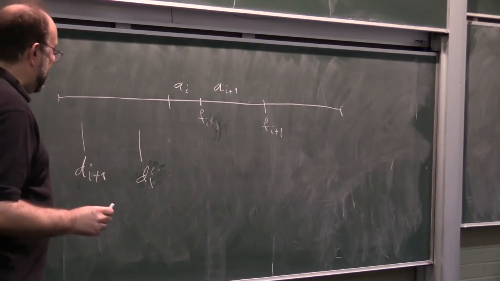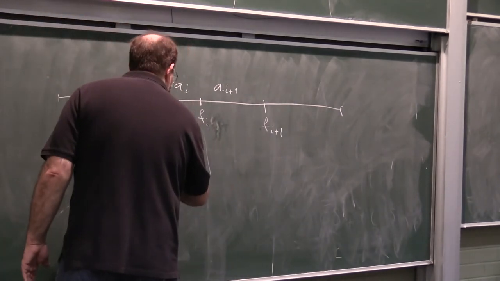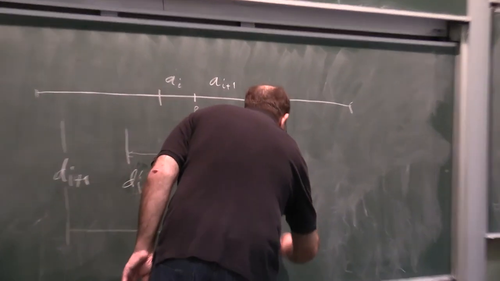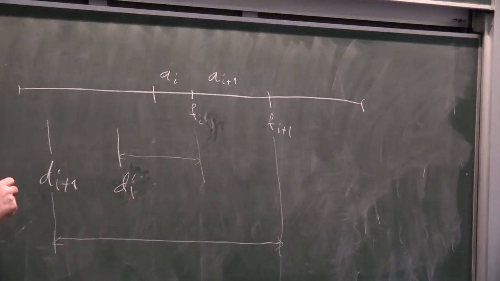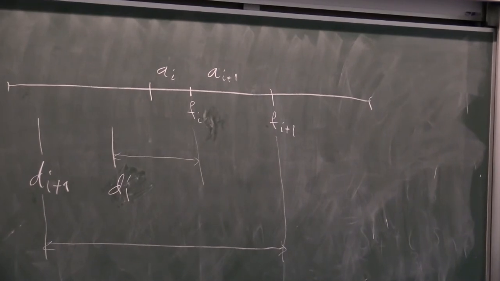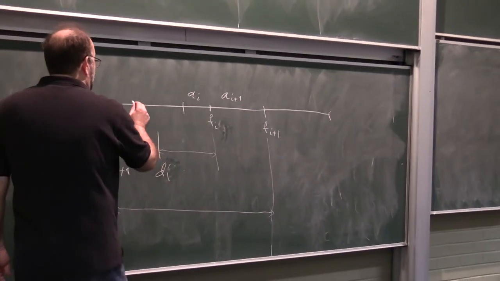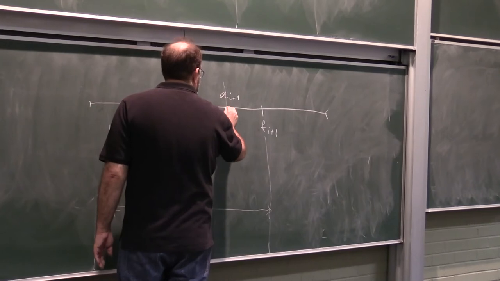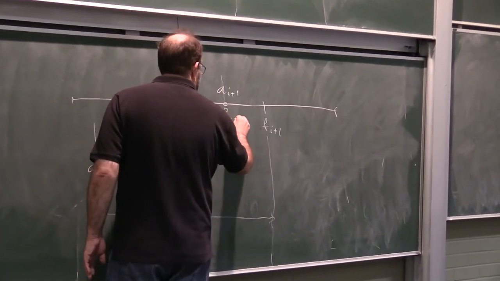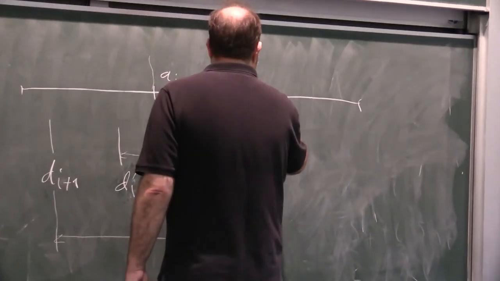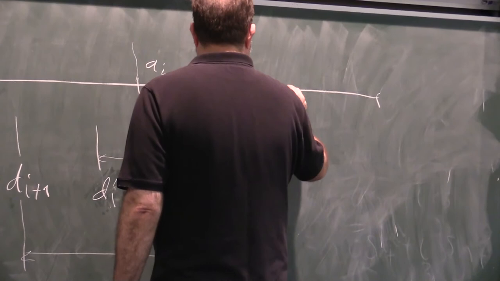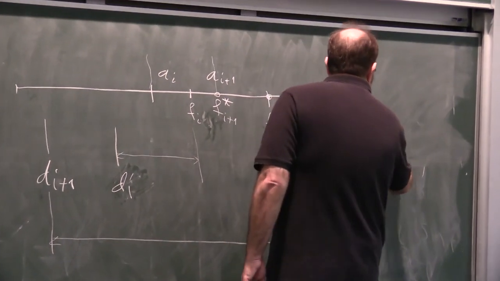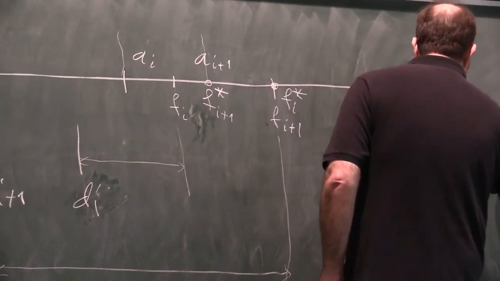Now, what is the lateness here? Well, here is 1, and here is another 1, right? Now, what will happen when I swap them? Well, when I swap them, nothing changes here. Here, this will become the finishing time f_{i+1} star, and this here will become finishing time f_i star. So star means after the swap.